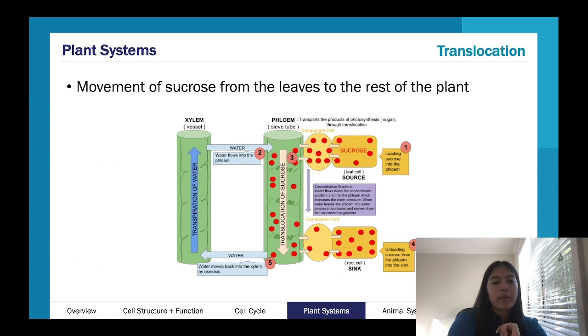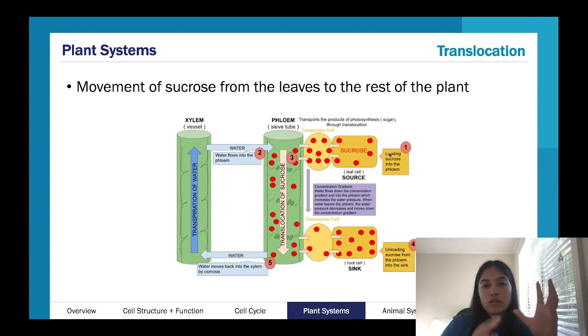Okay, so now when we're thinking about the phloem tying into this, we're looking at translocation. This is a little bit more complex. So basically you've got our transpiration, where we're moving upright, and again we're thinking from a region of high water concentration to a region of low water concentration. So we'll follow the steps here.